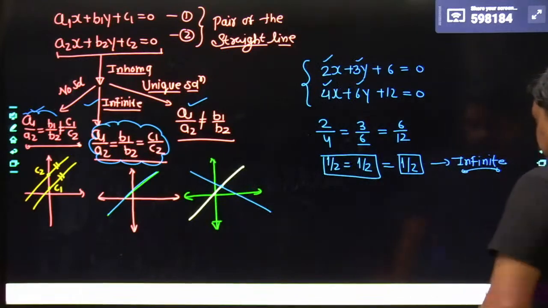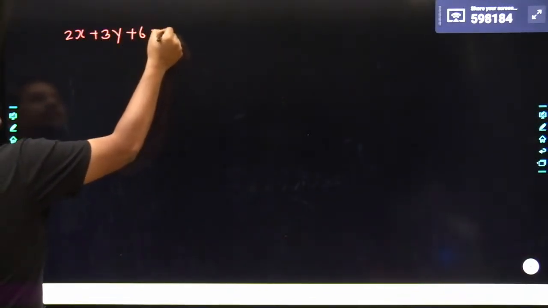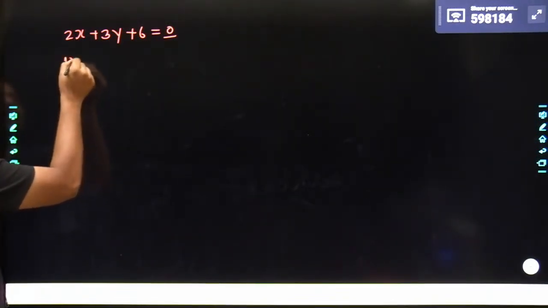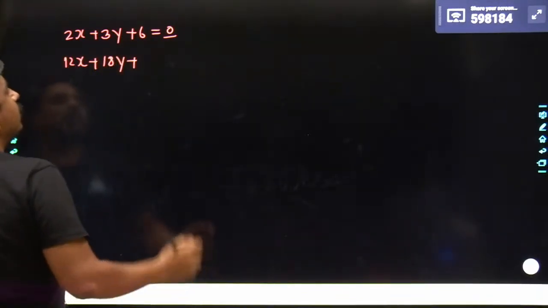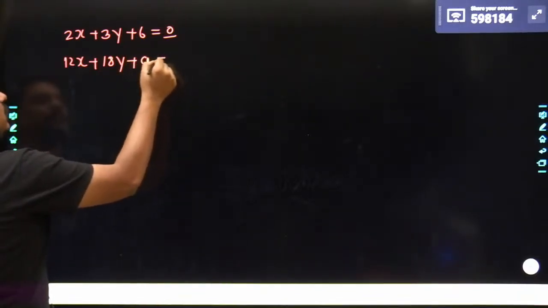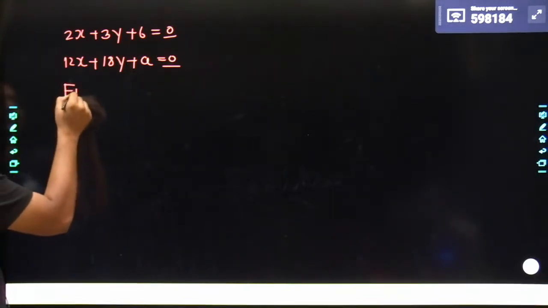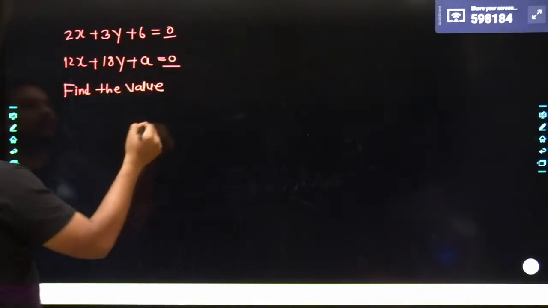Yes, let me move forward. 2x plus 3y plus 6 is equal to 0. Let's take 12x plus 18y plus a is equal to 0. Find the value of a.